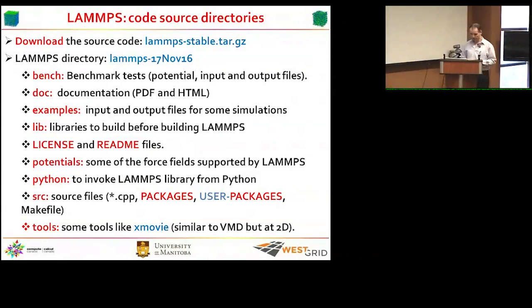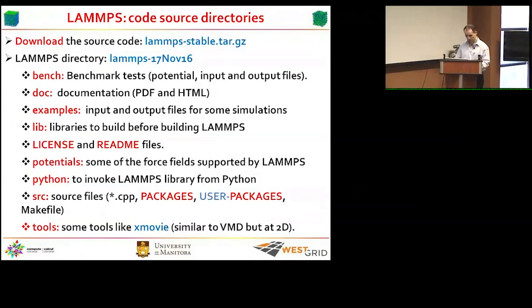There is another directory called lib. If you want to build LAMMPS, there are many libraries that can be used in LAMMPS. But before building LAMMPS, you have to compile the libraries first. There is another directory, potentials. You have many potentials there. There is python, on how to use LAMMPS with Python. So if you have a Python program, you can invoke LAMMPS from your Python program.